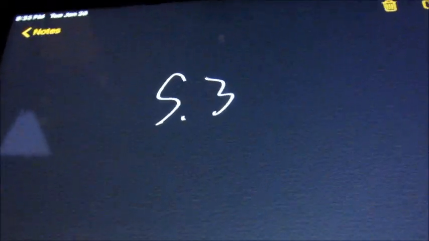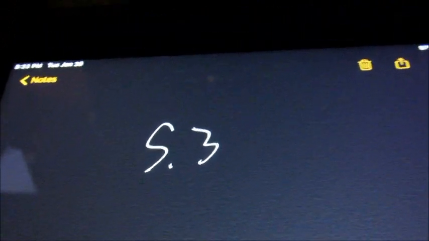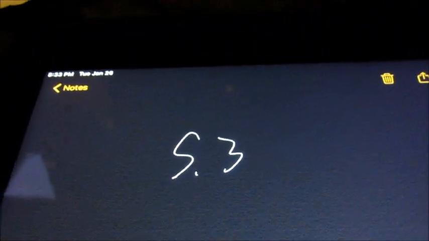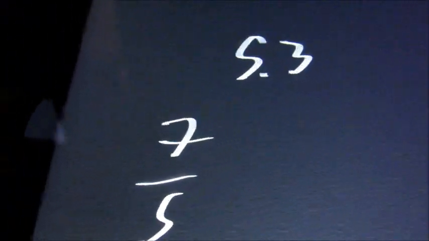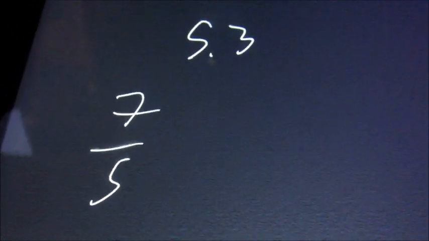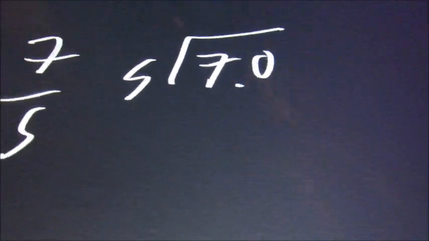Welcome to 5.3, where we're going to talk more about decimals and fractions and pretty much comparing them and adding them. So first off, let's say we have 7 over 5 and we want to write this as a decimal. To do that, we just divide 5 into 7 and put our points here when we need to and add zeros.